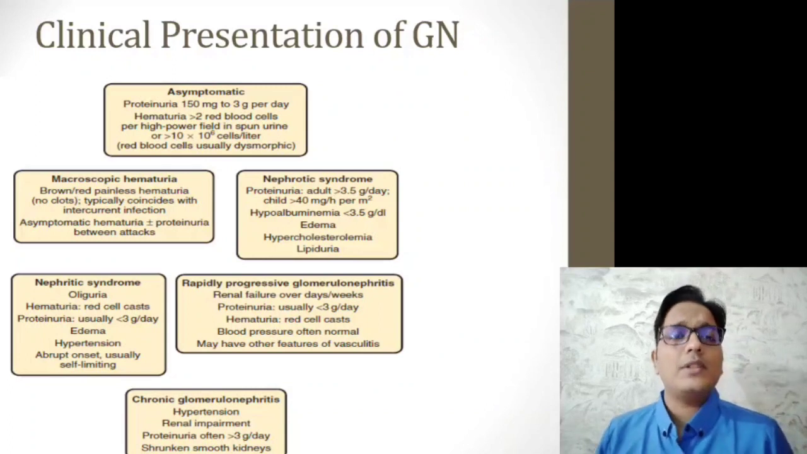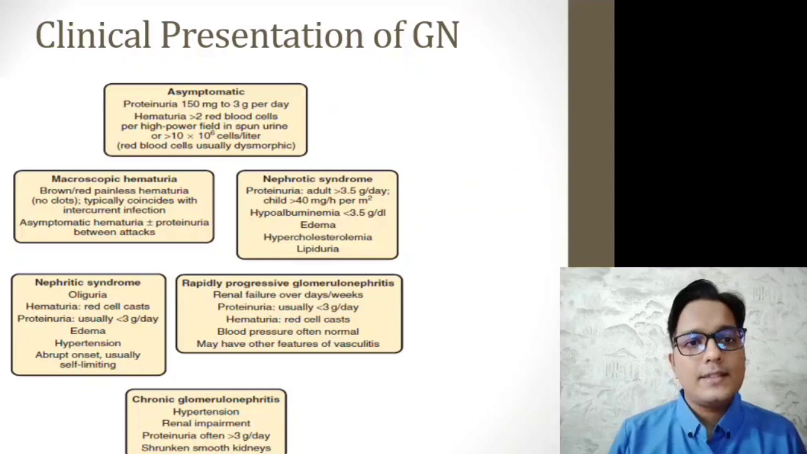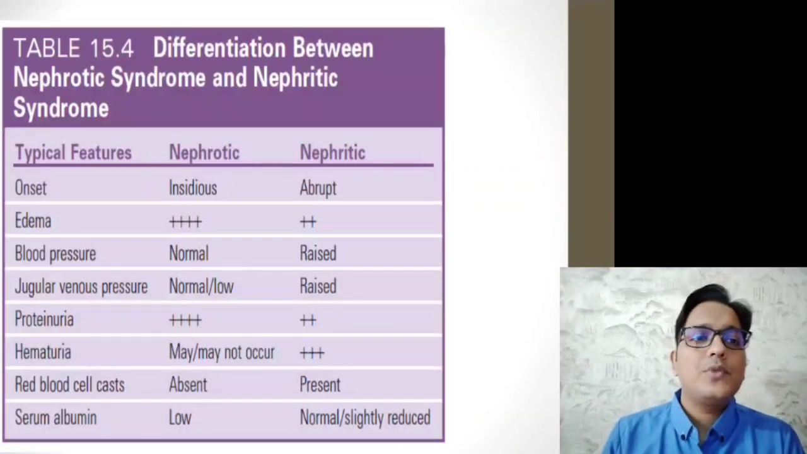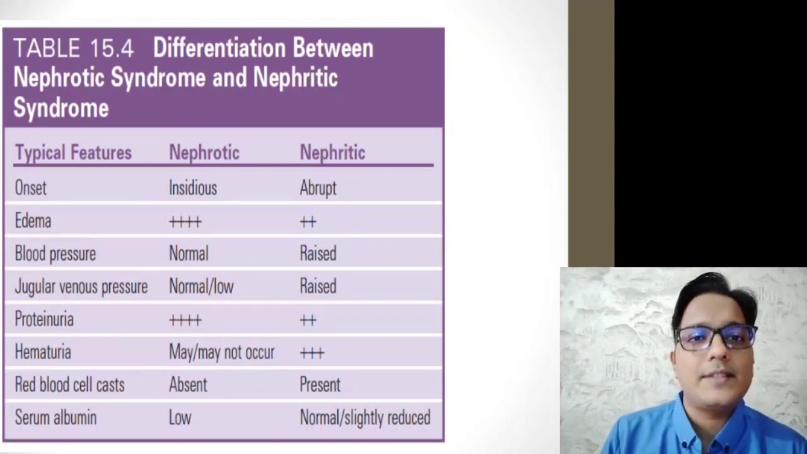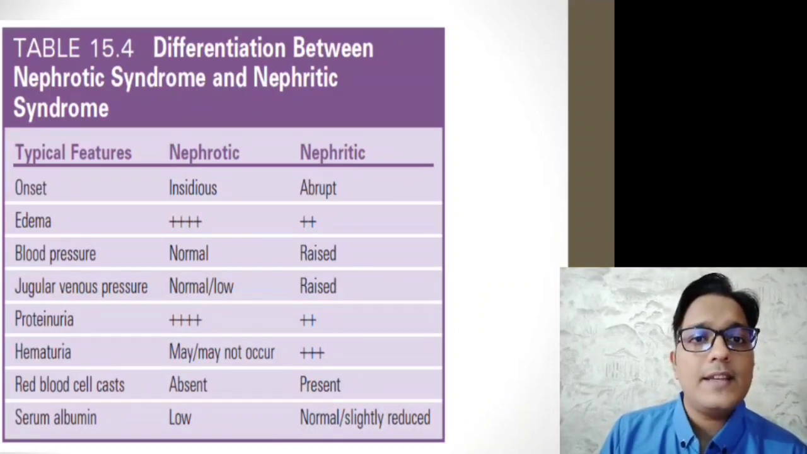So that's all about the clinical presentation of glomerulonephritis. This can present with these 6 phases. So now we come towards the very common thing of difference between nephrotic syndrome and nephritic syndrome. As we have discussed previously, in the nephrotic syndrome, there is insidious onset, and in nephritic syndrome, it is abrupt.